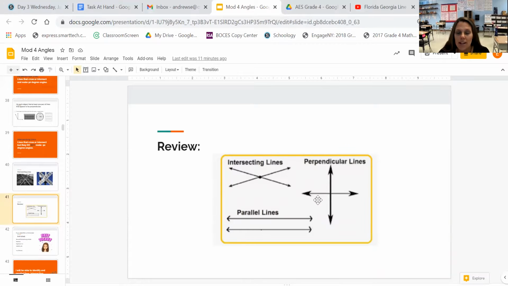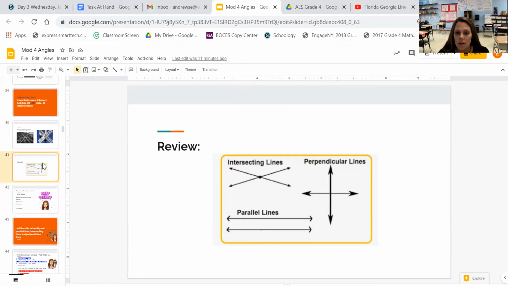And then we will play a quick game of Kahoot. So when you're done with the video, come back to class and we will play a quick game of Kahoot reviewing all of these terms.